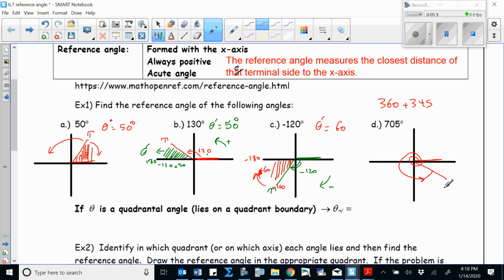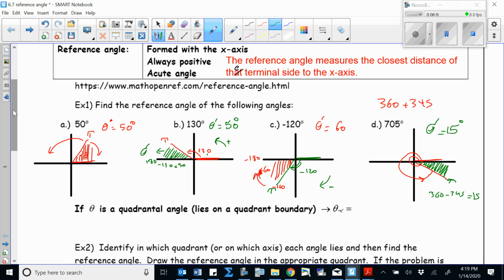This is 705. Now, the reference angle is the distance between the terminal side, which is here, and the x-axis, so it's this space actually. And what is the measure of this space? Because we made a 360, and then from here to here is 345, the rest of that here is going to be 360 minus 345, which is 15. So theta prime here is equal to 15 degrees.